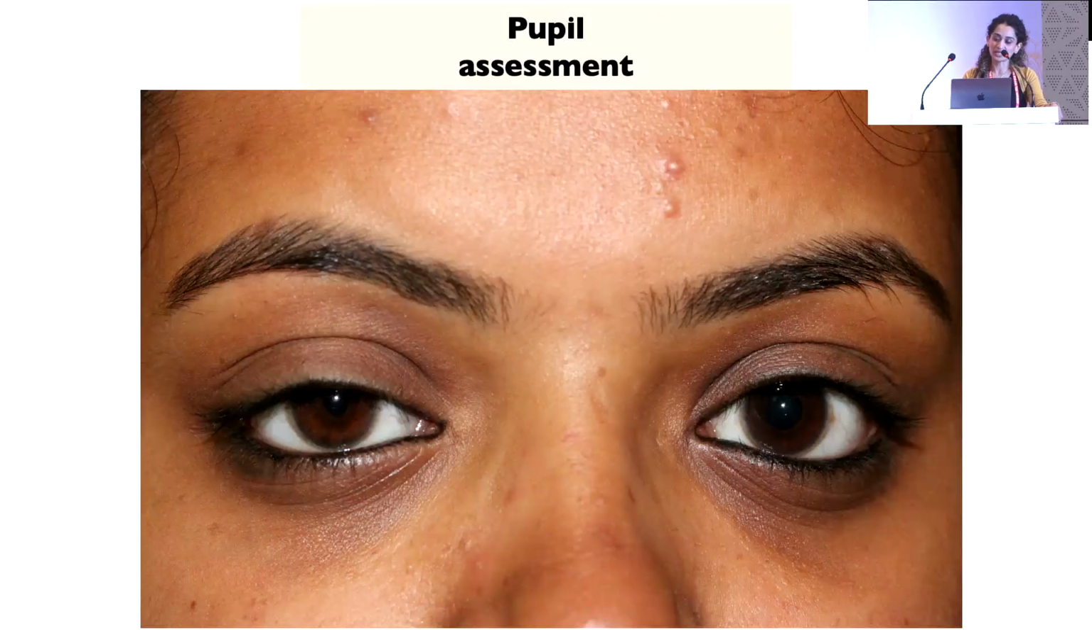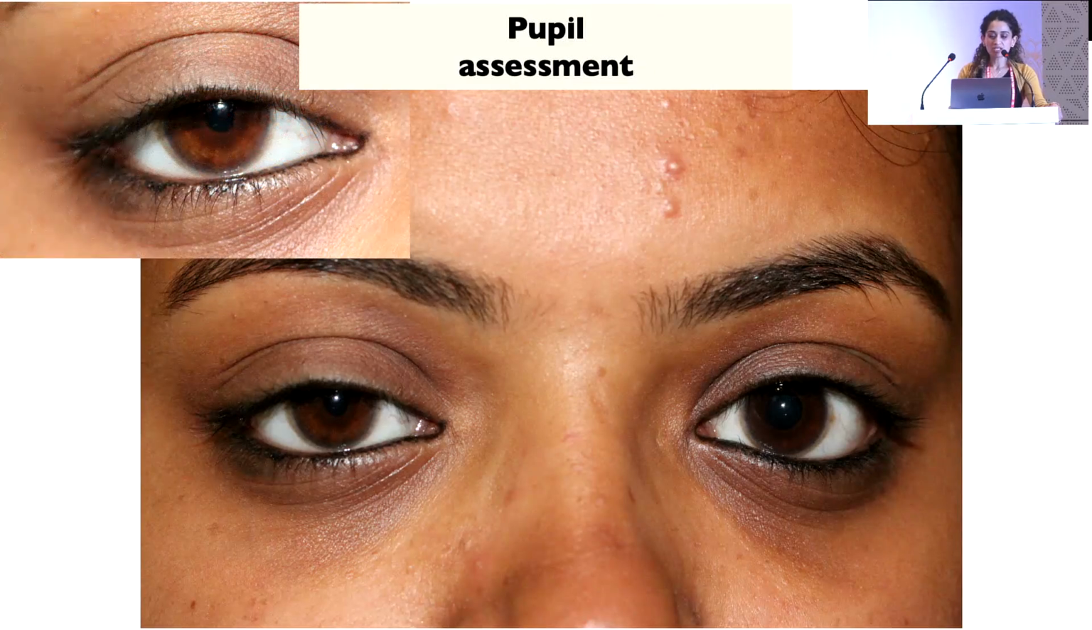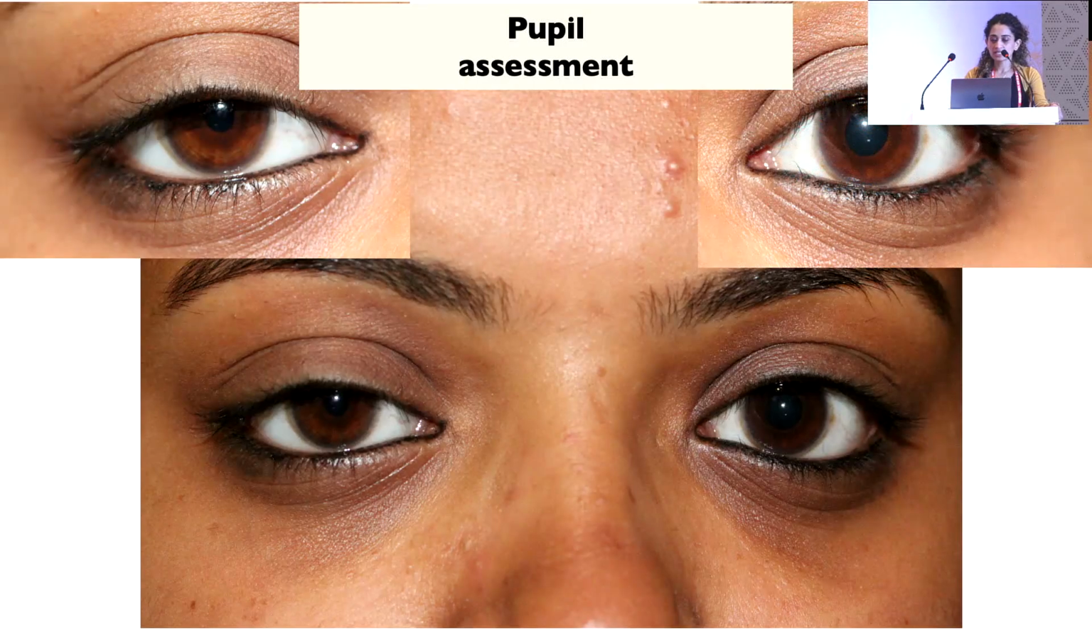Anyone? Okay, let me show you the pupil, okay? So this is the right eye, the ptotic eye. Okay, this is the left eye. Any difference? Anisocoria is there. Which is small and which is big? Right eye is small and left eye is big.